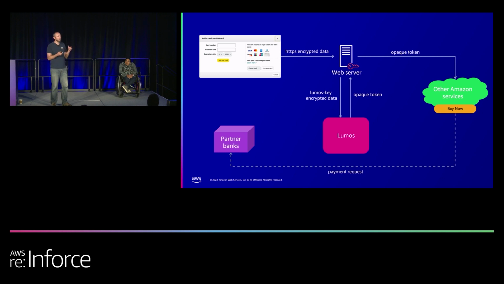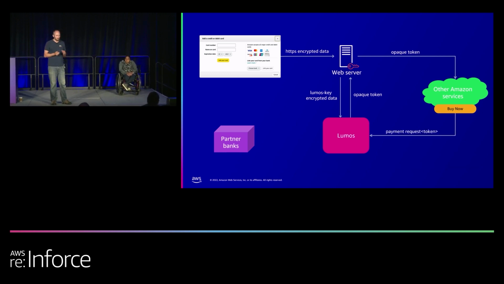So instead of going to the bank, we have to go through Lumos. We send the payment request into the Lumos environment, and it has the token in it. And then Lumos takes that request, it de-tokenizes it, it takes the token and replaces it with the actual payment critical information, and that's what gets sent to the bank.